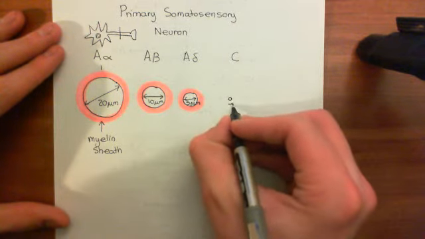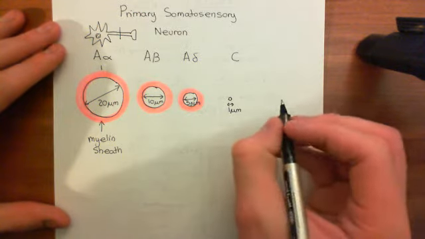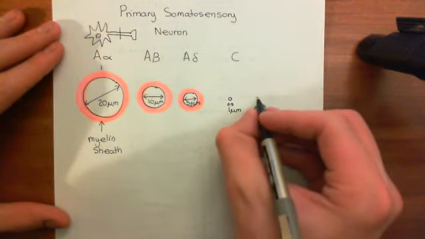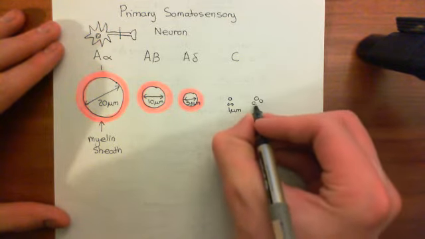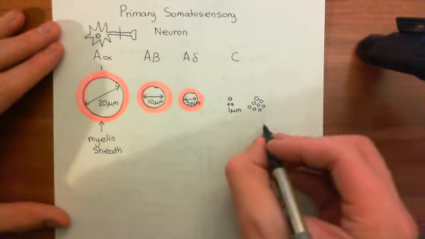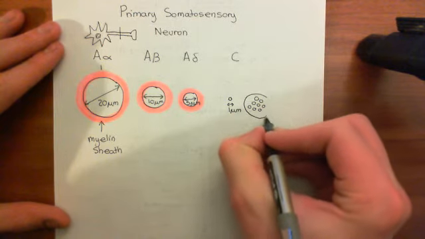C fibers are absolutely tiny. They are 1 micrometer in diameter, and they do not have a myelin sheath. Generally, the C fibers will be found in groups together, so you'll have loads of C fibers all together like so, in what's known as a fascicle, and they'll have 1 Schwann cell surrounding them all, basically.